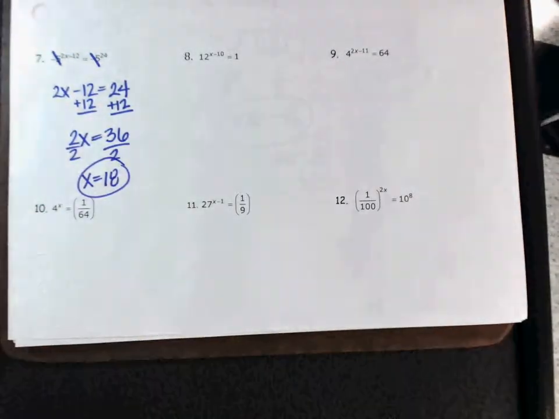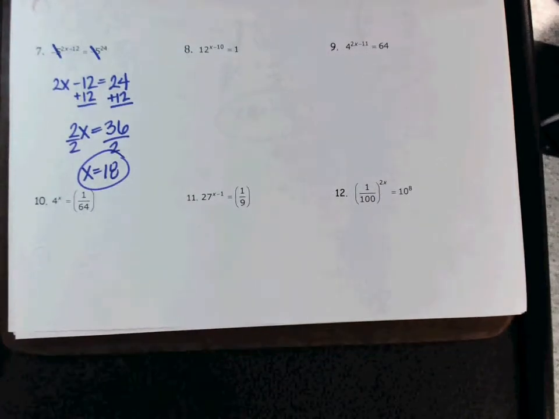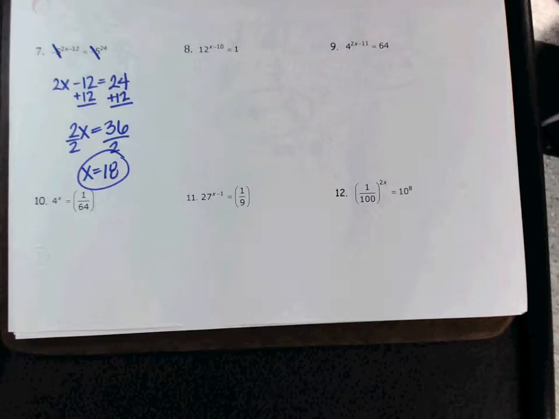Good. Okay, last one I want to do together. Look at number 11. Number 7 was kind of easy; number 11's a little bit tricky. If you look at your chart, can 27 be written as a 9? No. That means you're going to have to change both sides so that they can match. So look at all your columns. What 2 numbers can 27 and 9 both meet at? They can both be a 3.